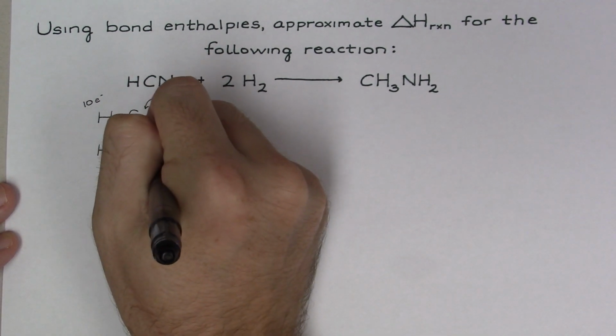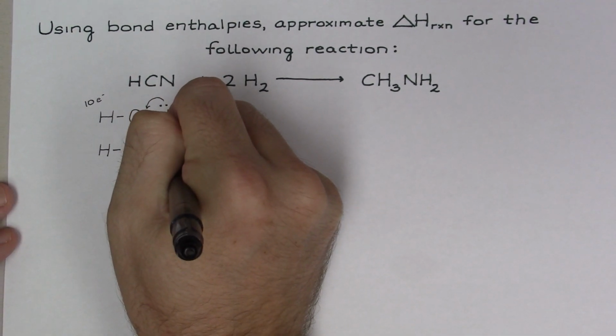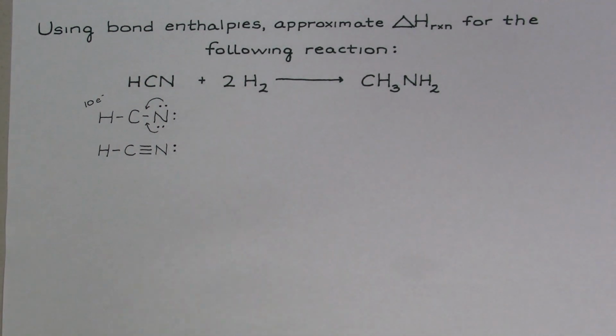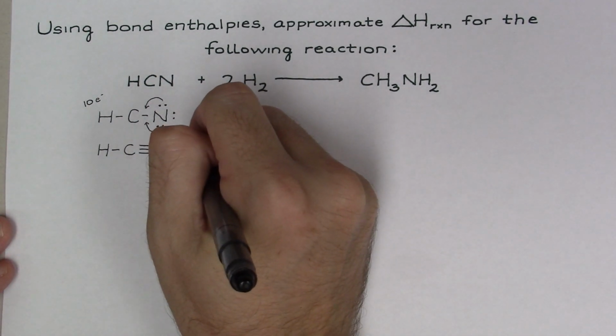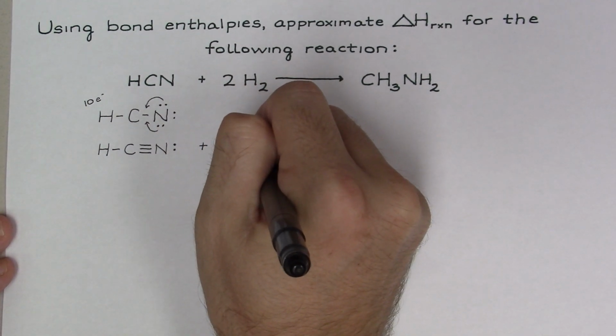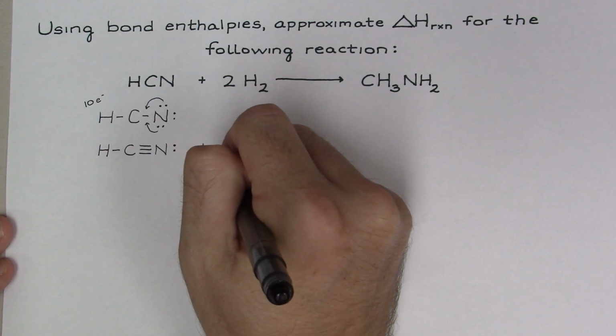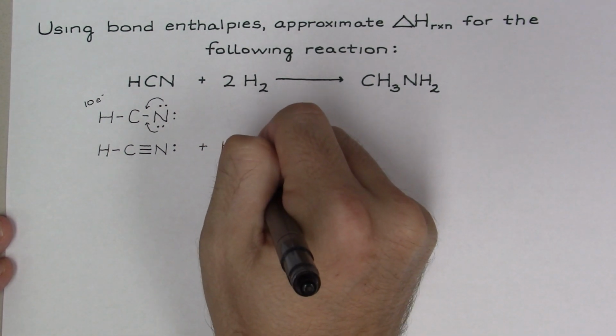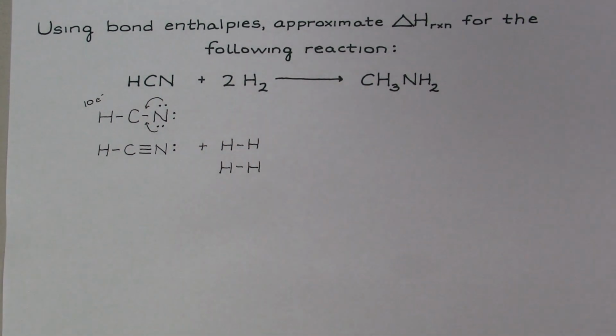This is hydrogen cyanide, and so now you will get H bound to a carbon, which is triply bound to a nitrogen that has a lone pair. Our 2 hydrogen molecules are just hydrogen atoms bound to each other. This is one of the most simple bonds that we have in chemistry.